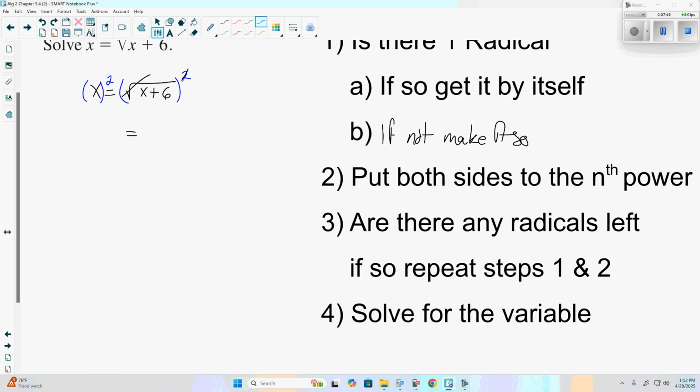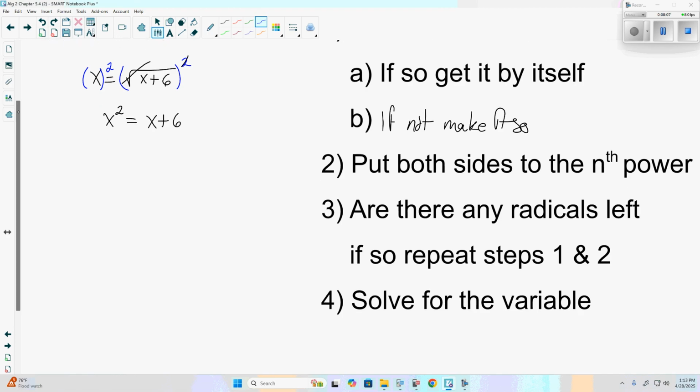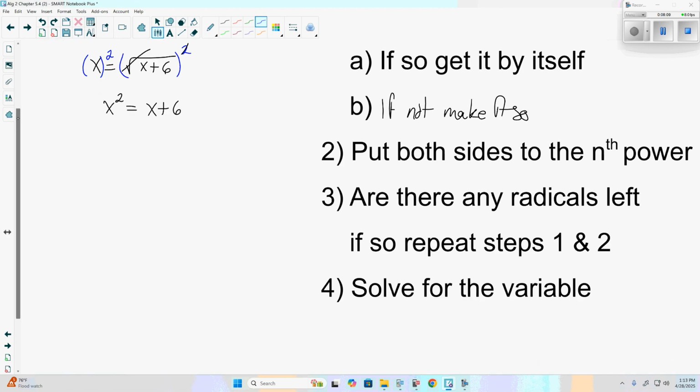Now, on the right-hand side, the square root and square would cancel, telling us that we have x plus 6. On the left-hand side, we have x squared. We have x times itself. X squared would indeed be just x squared. So that's 2. Step 3, are there any radicals left? No. So solve.